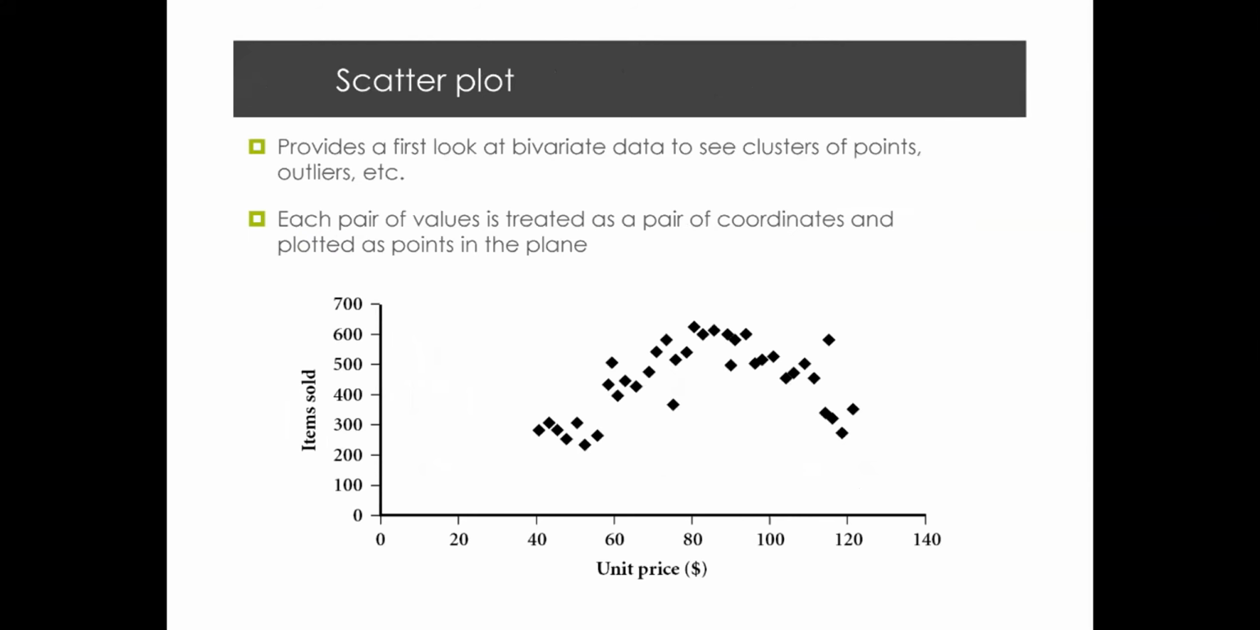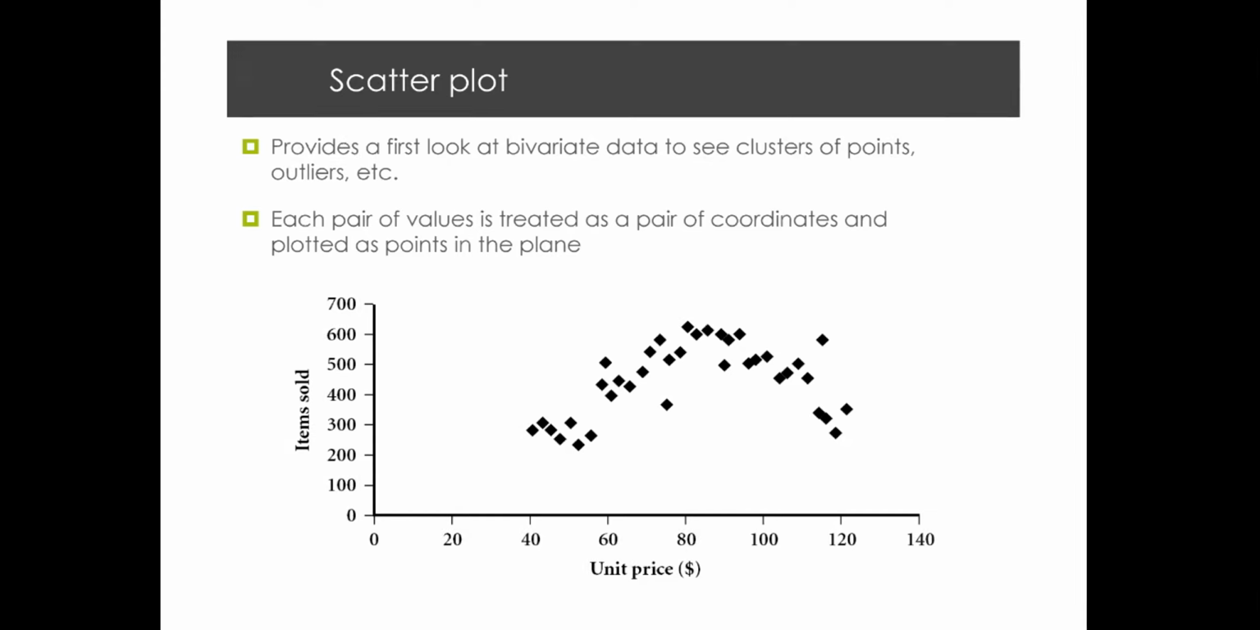This is the scatter plot. It is bivariate, showing clusters of points and outliers. Each pair of values is treated as a pair of coordinates and plotted as points in a plane. So wherever the data is, you represent that data as a point. The unit price of all products, all the items, you represent here. Each product sold is represented as a point. That is the scatter plot.